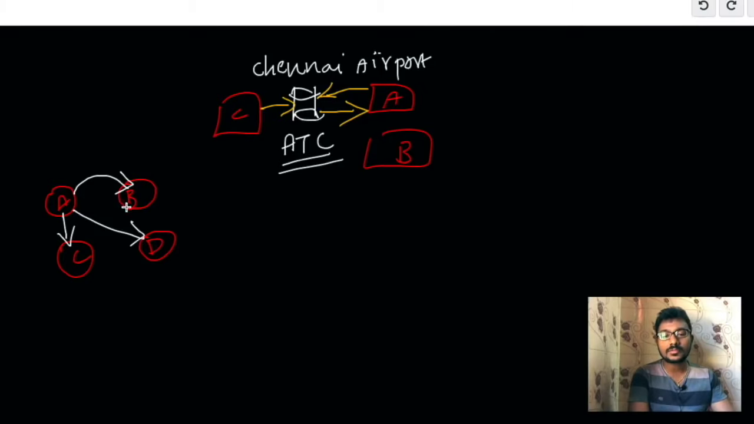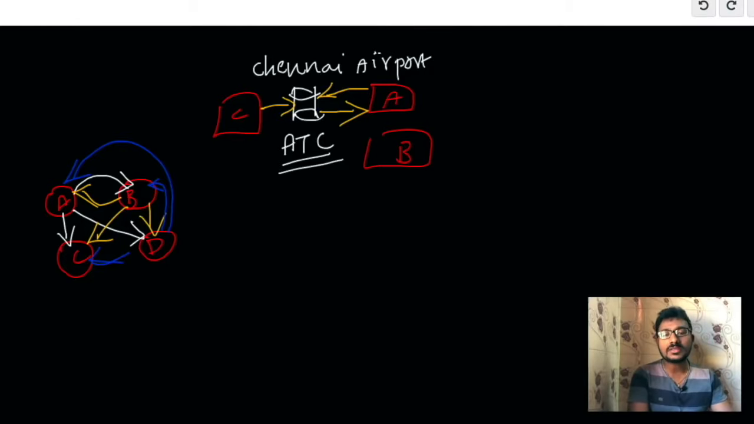And then suppose B wants to communicate with A, then there should be some connection between B to A, B to C, and then B to D. Similarly for D. If D wants to communicate with A, there should be a connection between D to A, D to B, and then D to C. So here it's a complex communication.